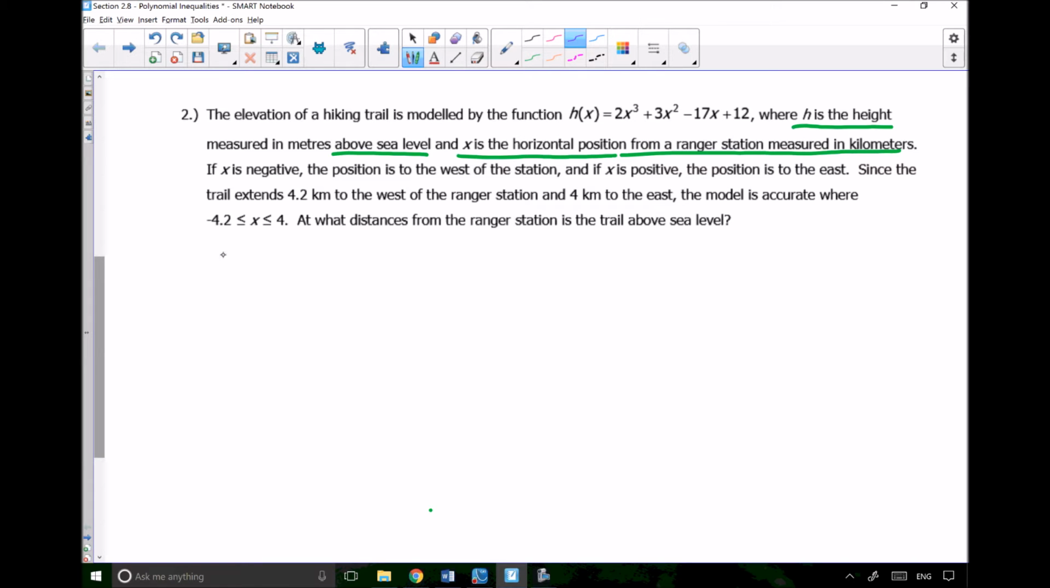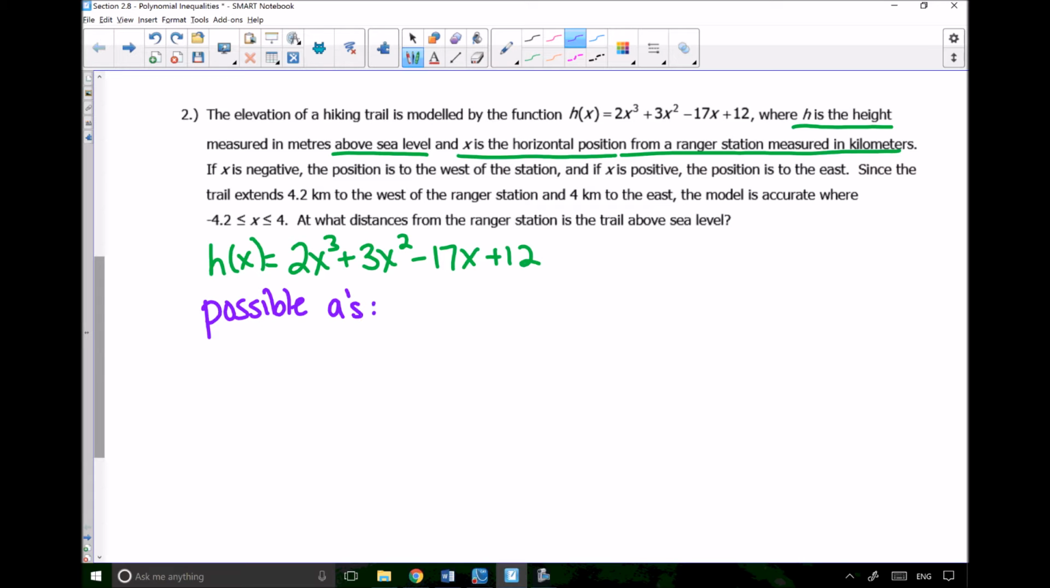So again, it tells us that h of x is equal to 2x cubed plus 3x squared minus 17x plus 12. The first thing I'm going to do is factor my function right here. So I'm going to write out possible a values. It's not all of them, but I'm going to make a list of some of them. So I'm going to look for factors of 12.